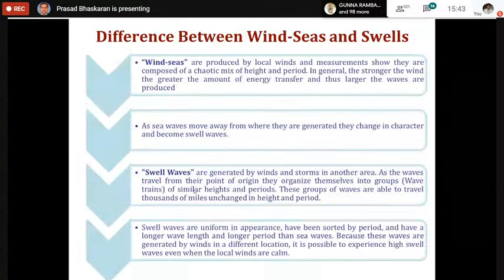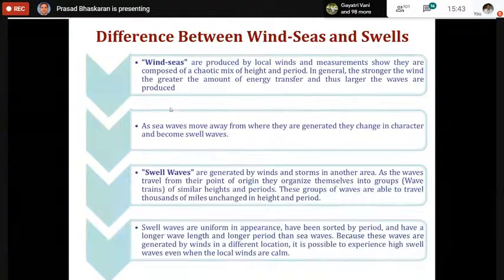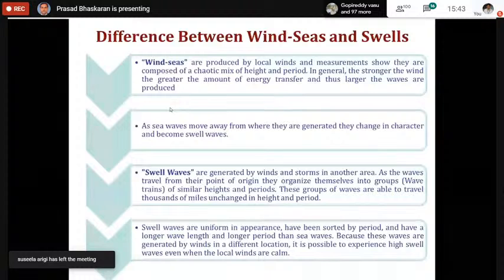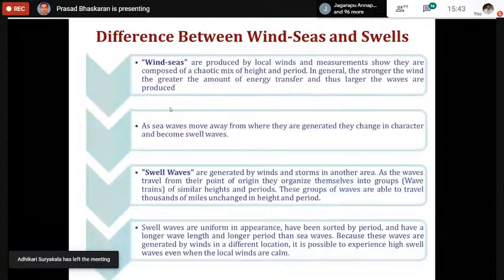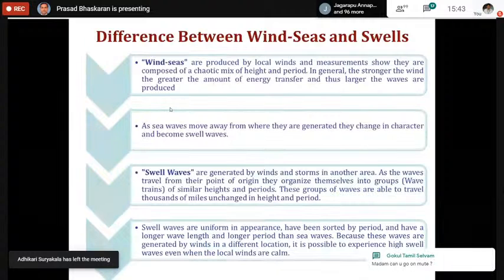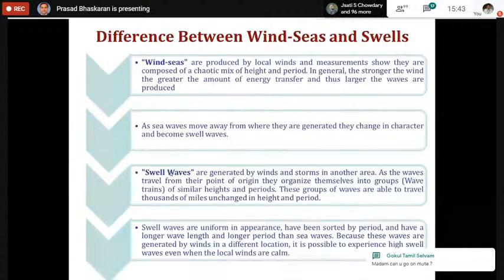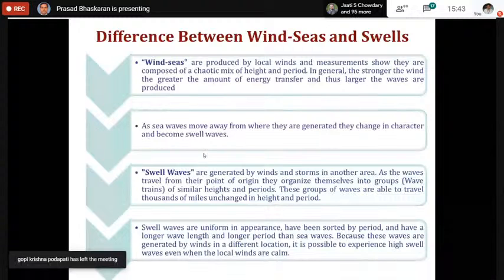Now let us see what is the difference between the wind sea and swells. So wind seas are basically the short gravity waves. If you take the spectrum of waves from 2 seconds to 30 seconds, you can say the waves which are less than 10 seconds, or strictly speaking about 7 to 8 seconds, are the category of waves called the short period waves. So wind seas are something different from the swells. The swells are basically the long waves that generate from the generating area.